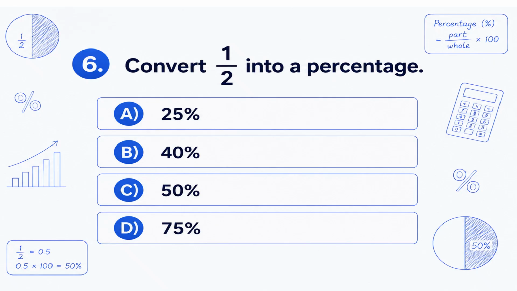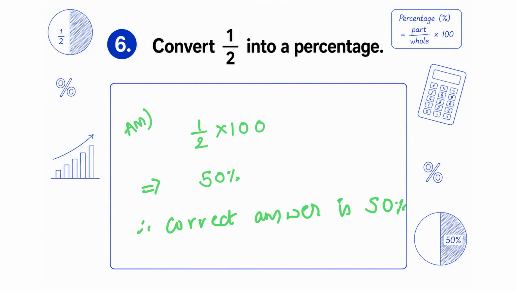Sixth question is to convert 1 by 2 into percentage. Here, we just need to multiply 1 by 2 with 100. Therefore, the correct answer is 50.